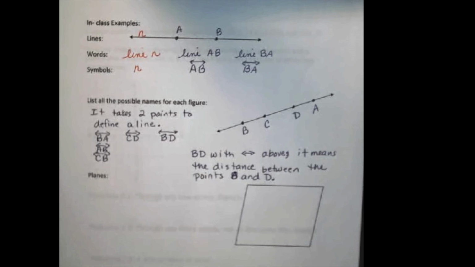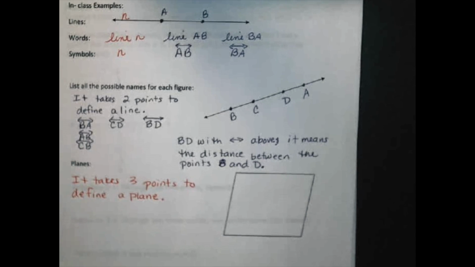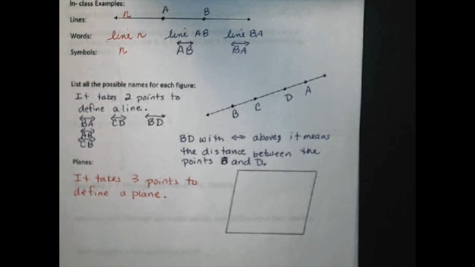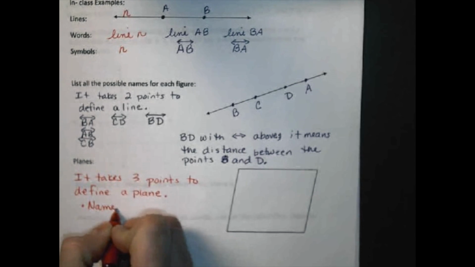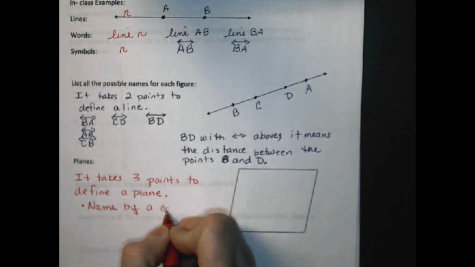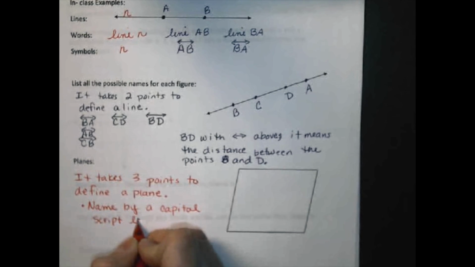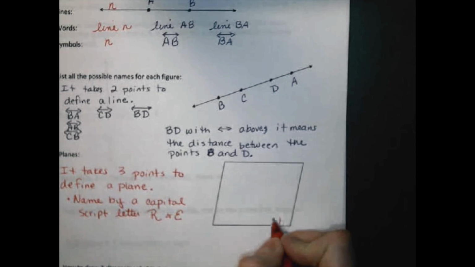A line takes 2 points to define it. It takes 3 points to define a plane. We have several choices on how to name this as well. Frequently, a plane is named by a capital script letter. So we can name by a capital, unlike a line which uses lowercase. An example would be R or E, something like that. So if this was my representation of a plane, I could name this plane R.